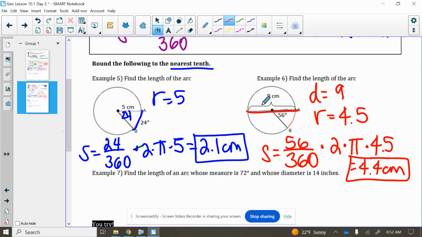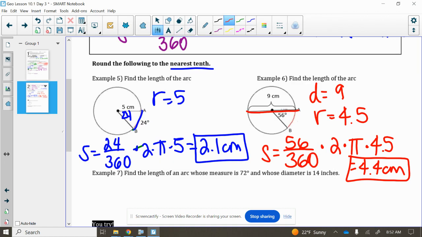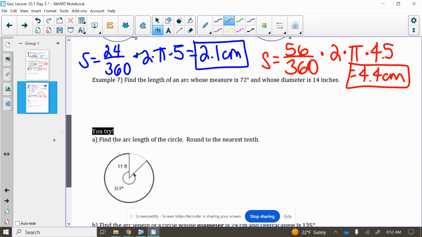Now, you may be saying, could I have just used the diameter and used pi times diameter? You officially could have. We could have done 56 divided by 360 times pi times our diameter, and we still would get that same answer. But we want to get in the habit for when we talk about arc length or area of a sector tomorrow, where we have to use the radius. That's why we usually use radius.